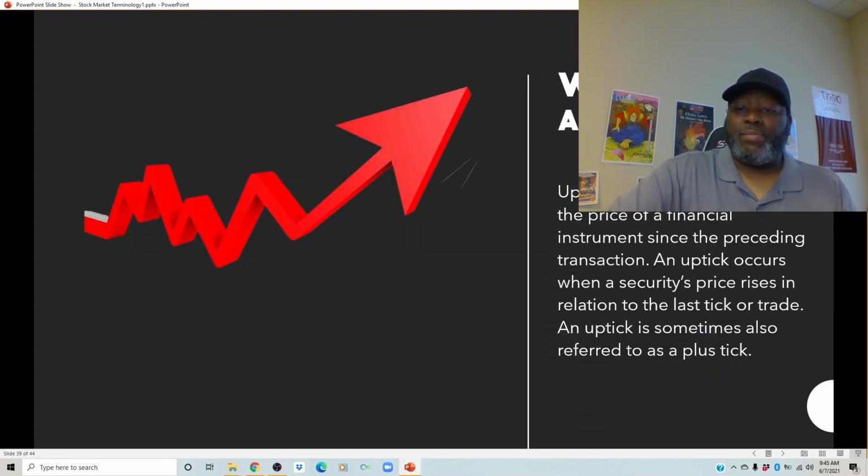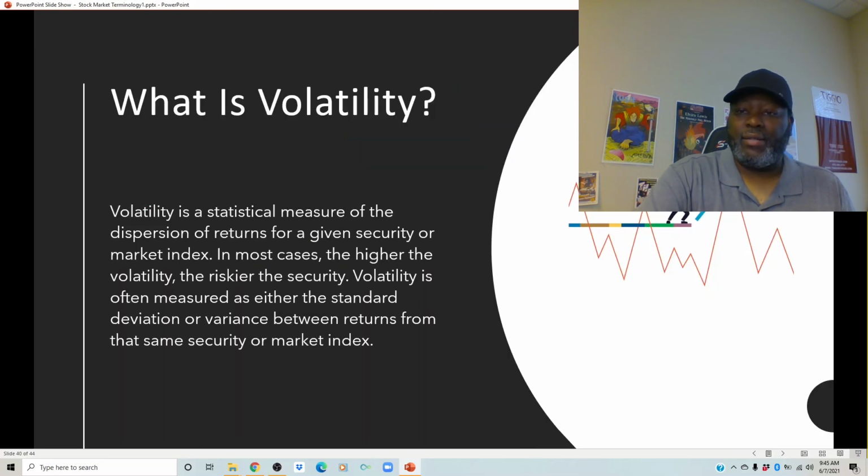What is an uptick? Uptick describes an increase in the price of a financial instrument since the preceding transaction. An uptick occurs when the security's price rises in relation to the last tick or trade. An uptick is sometimes also referred to as a plus tick.